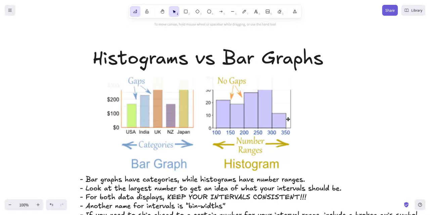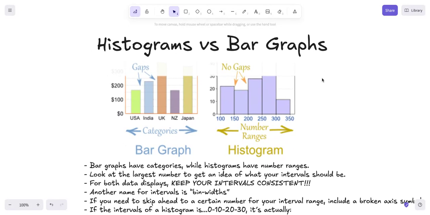This lesson goes over histograms and bar graphs. They look very similar. So for example, this right here is a histogram. This is a bar graph. Generally they both have vertical bars in them.